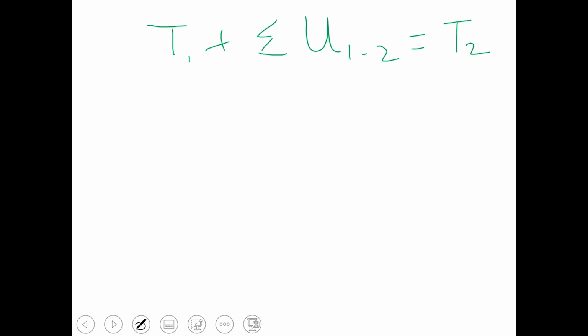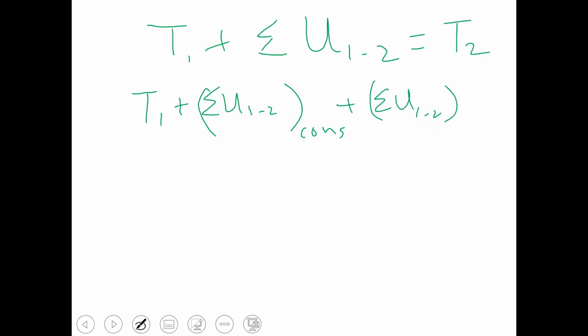This is the principle of work and energy. From this principle of work and energy, we derive the principle of conservation of energy. How are we going to derive it? Simply, we kept the initial kinetic energy as it is, and the work done terms we divided into two parts: summation U 1 to 2 by conservative forces plus summation U 1 to 2 by non-conservative forces. I have divided the forces into two parts.